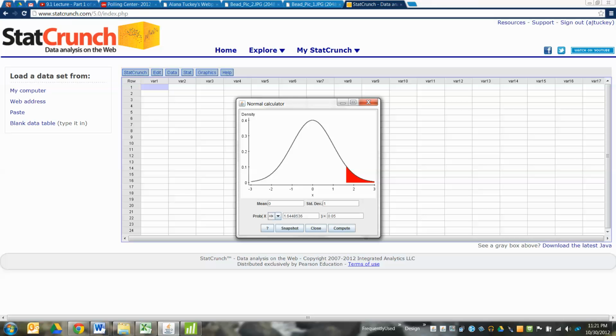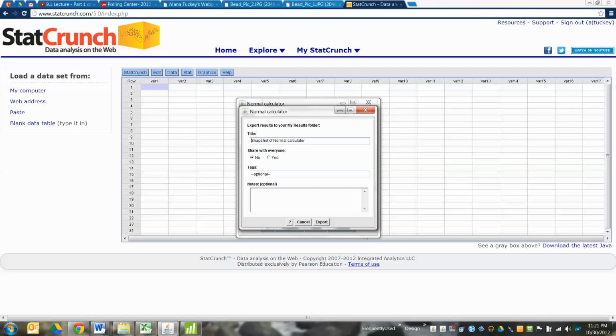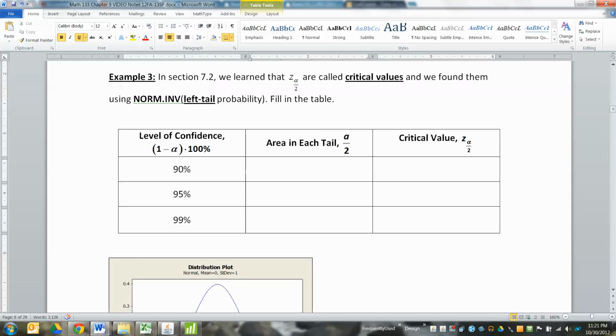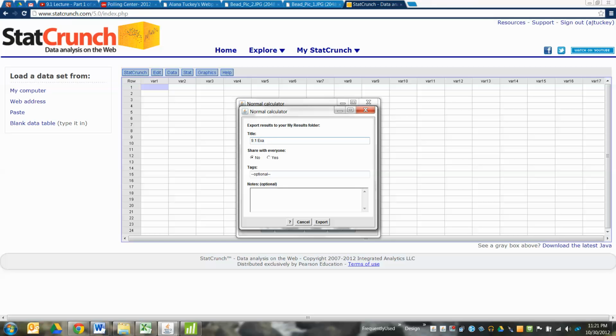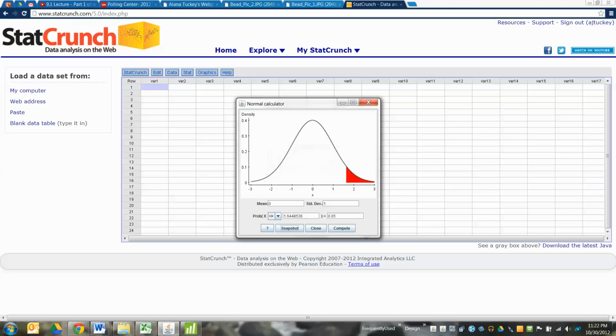Oops, it's under the Java thing. And you can see that I typed 0.05 because that's how much is in that right tail. And it's telling me it's 1.645. You can see it right there. I'm going to take a snapshot of it. This is 9.1. What was this? Example 3. Okay. Example 3. It was really the first one of those, but that's okay.